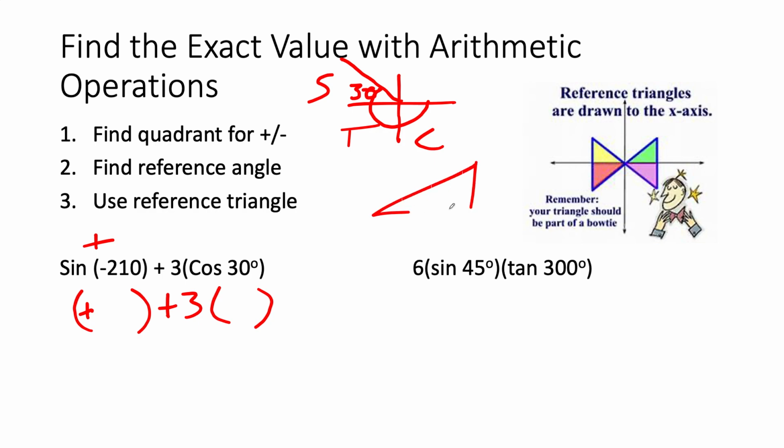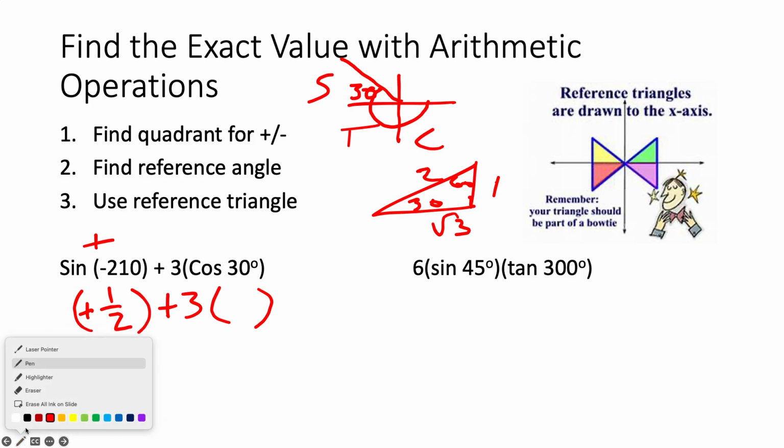I grab my reference triangle, which, you know, one of the few things we ask you to commit to memory is 1, 2, square root 3. And I know the sine is going to be 1 over 2. So I know this is positive 1/2. I have to get that plus sign out of there. It's going to bother me. So I'm just going to erase that real quick.